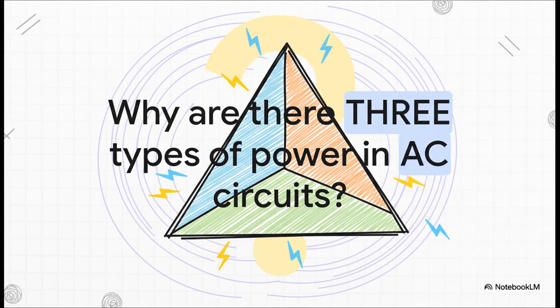We all learn that basic formula in school, right? Power equals voltage times current. And in the world of DC, like with batteries, it's pretty much that simple. But AC power? Well, that's a different beast entirely. That one simple equation suddenly explodes into three different kinds of power: real, reactive, and apparent. So what's the deal? Why the extra complexity? That's the puzzle we're going to solve today.